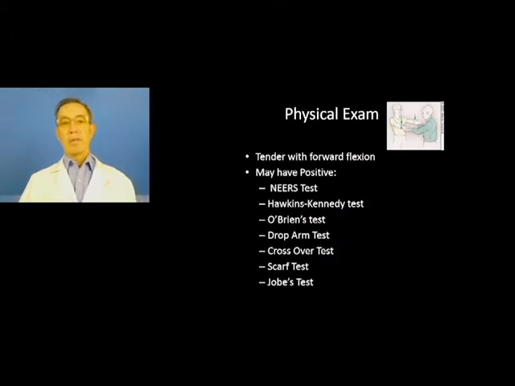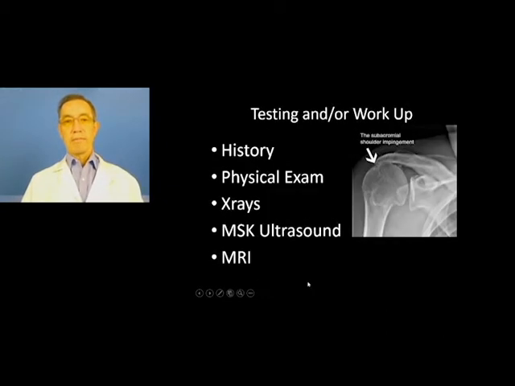On the physical examination, there's usually tenderness with forward flexion. They may have a positive Neer's sign. There's a lot of these orthopedic signs that are shortcuts for what the test is. And again, as you're a novice in the documentation, you're going to need to learn the Neer's test, the Hawkins-Kennedy test, O'Brien's test, drop arm test, crossover test, scarf test, and the Jobe test.